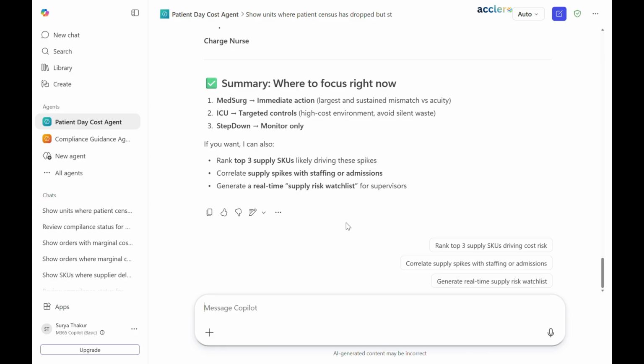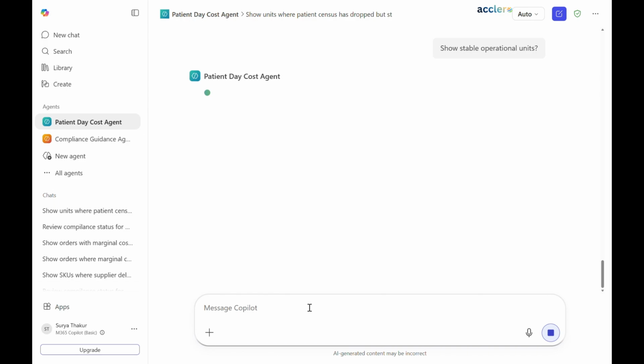So let us give out the prompt: Show stable operational units. Here the agent identifies units operating within expected staffing and supply thresholds and recommends continue monitoring.